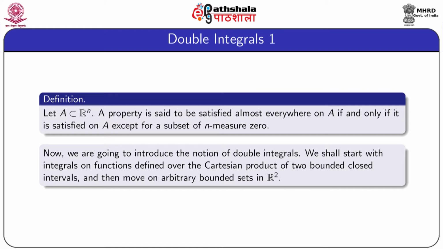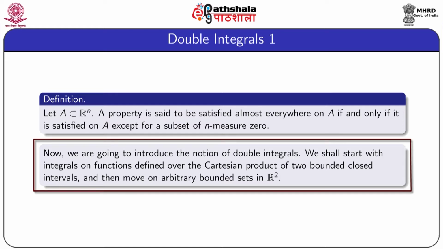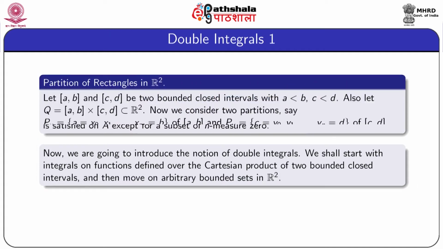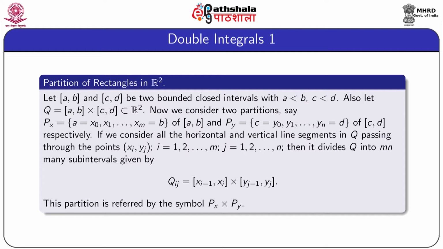With this preparation, now we are going to introduce the notion of double integrals. We start with integrals of functions defined over the Cartesian product of two bounded closed intervals and then move on to arbitrary bounded sets in R2. First, we discuss partition of rectangles in R2. Let [a,b] and [c,d] be two bounded closed intervals where a is strictly less than b, c strictly less than d. Also let Q denote the Cartesian product [a,b] cross [c,d], which is a subset of R2.